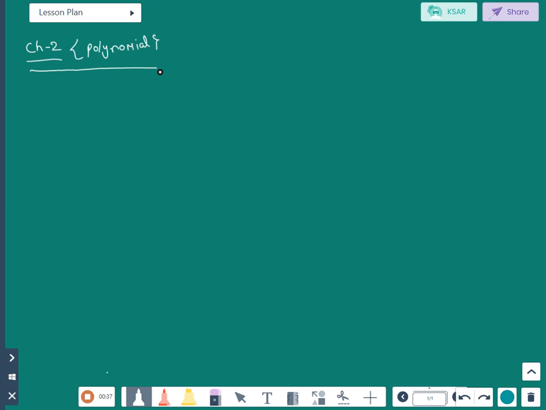Now today we will discuss chapter second. So first of all, we will discuss polynomial. What is the condition for the polynomial, friends? कंडीशन क्या होती है पॉलिनोमियल्स के लिए? Anyone?